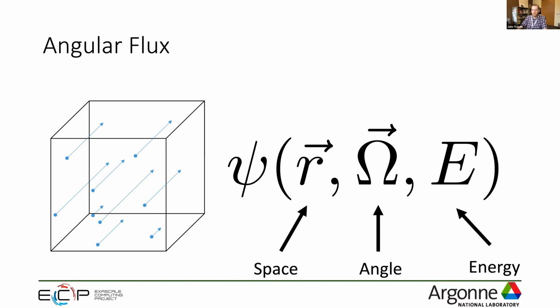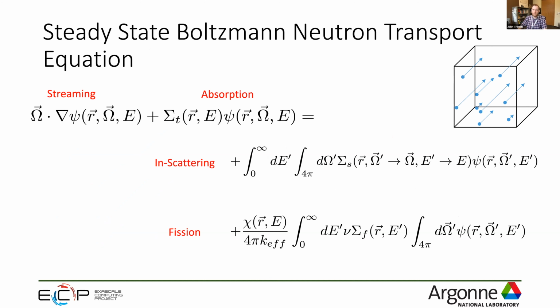If we wanted to write out the PDE that this particle method is solving for, we're conserving over angular flux, so it has a couple of different dependencies: space, angle, and energy. Then we can write out the Boltzmann steady state neutron transport equation. It's basically a balance equation across streaming, as particles move from one control volume to another; absorption, when they're absorbed inside that control volume; scattering, if they change direction or energy coming into that control space; and fission, where particles that have collided create fissions in that space and generate new particles.